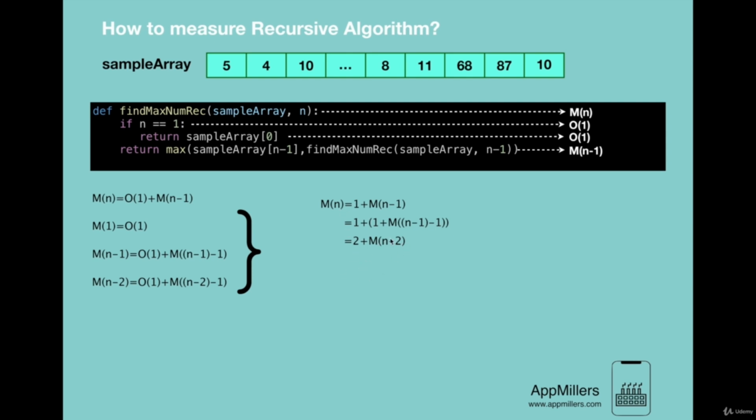Again here, I will replace Mn-1 with the expression from here. So it's going to be something like this. Then if you do some calculation, we will get 3 plus Mn-3. If you look at this function carefully, we see that there is an iteration in each step over here, which means that the first value gets increased by 1, and the value over here gets decreased by 1.